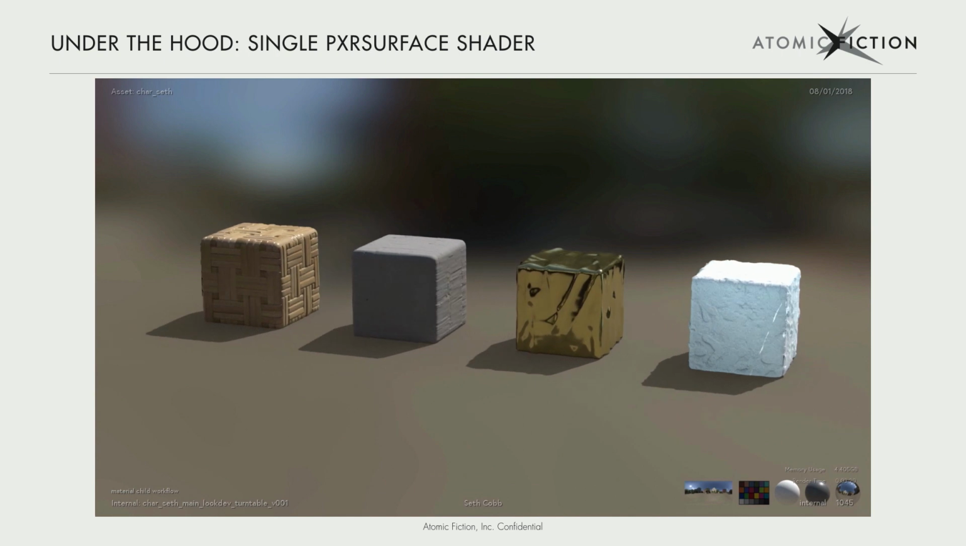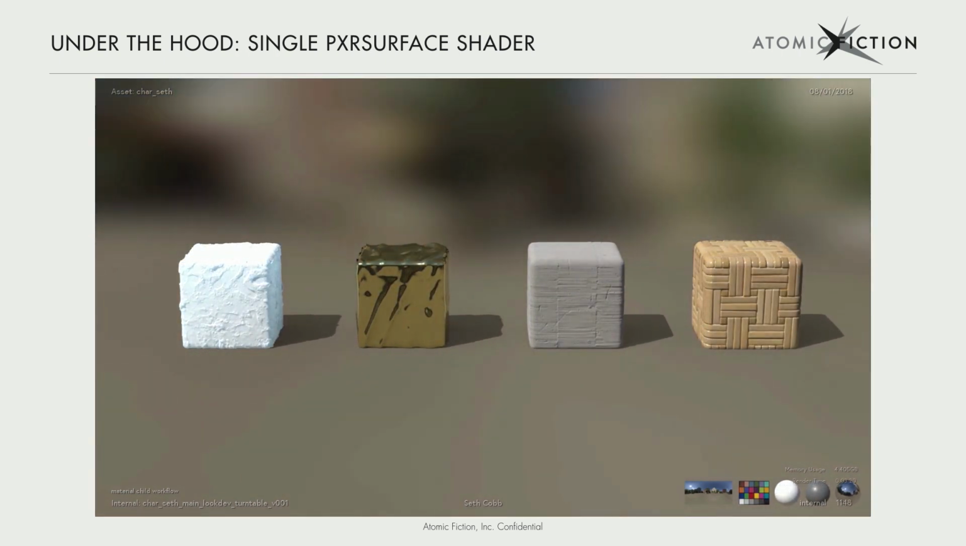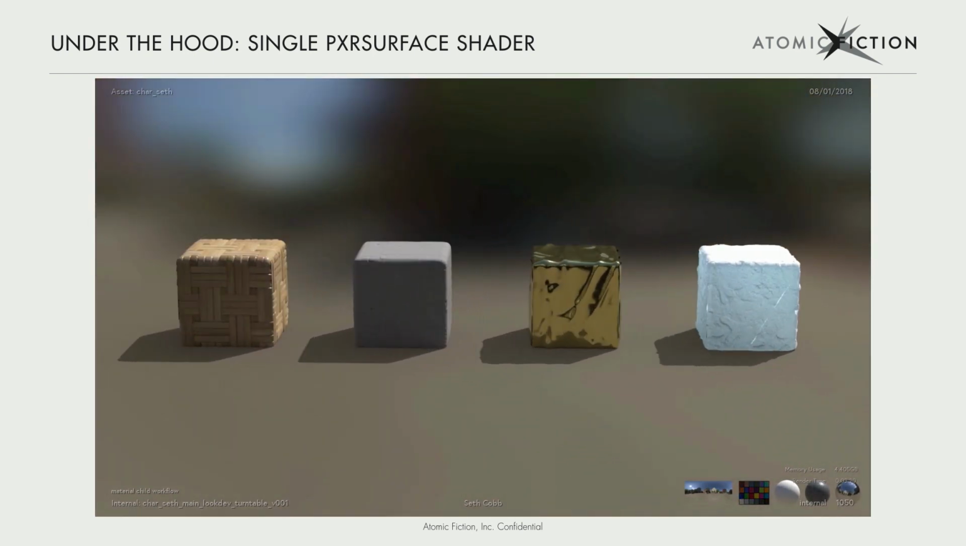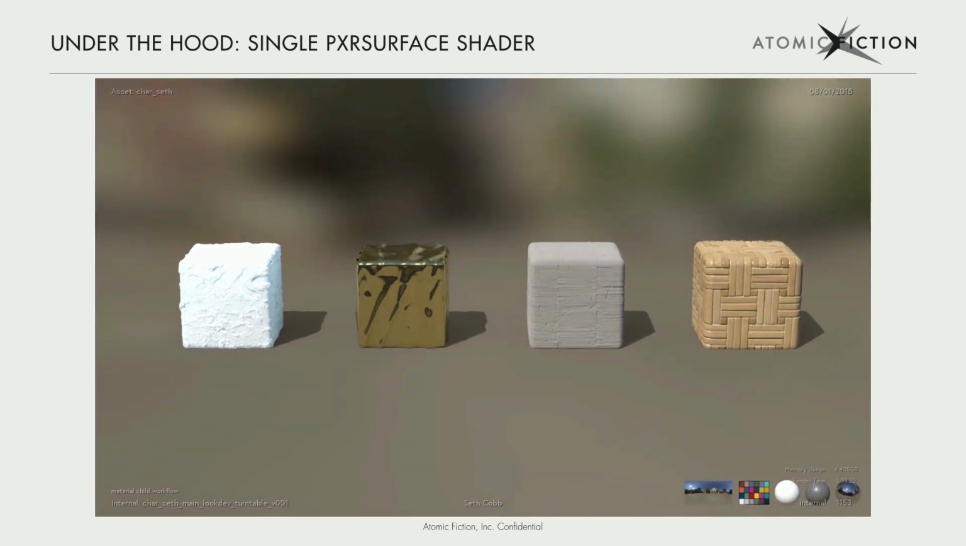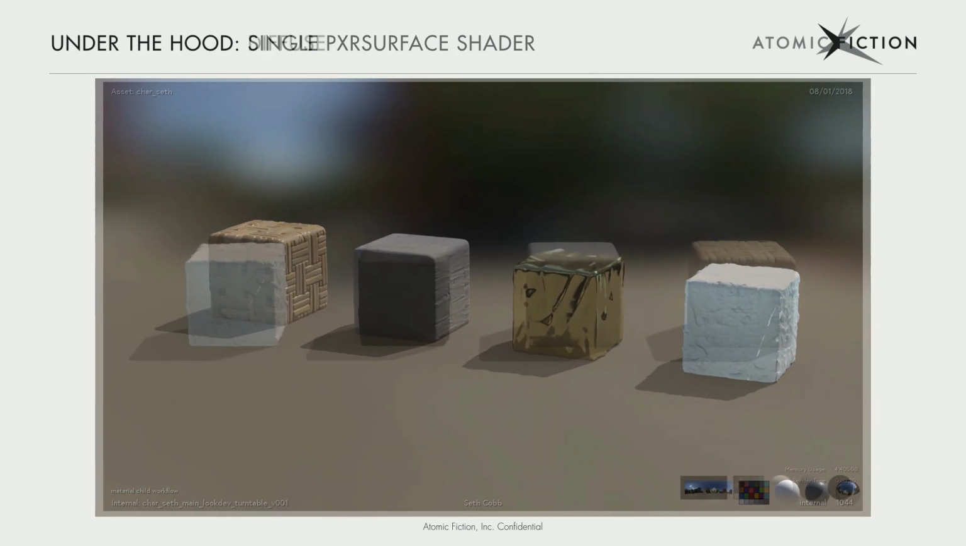So this is a basic example of using a single PXR surface used to shade 4 completely different material types. On the left, I have some snow, then gold foil, concrete, and wood veneer. Let's take a look at the layers so you can see how different each material can look.